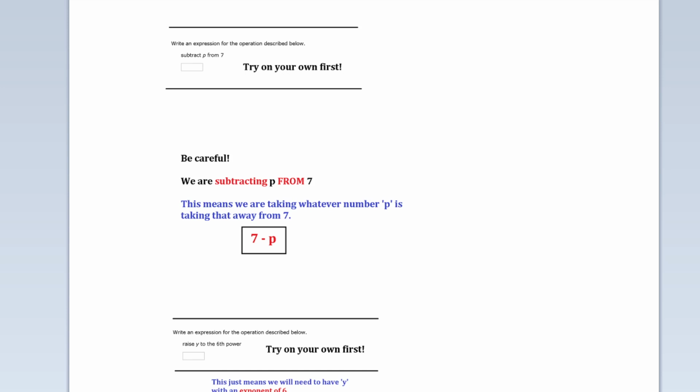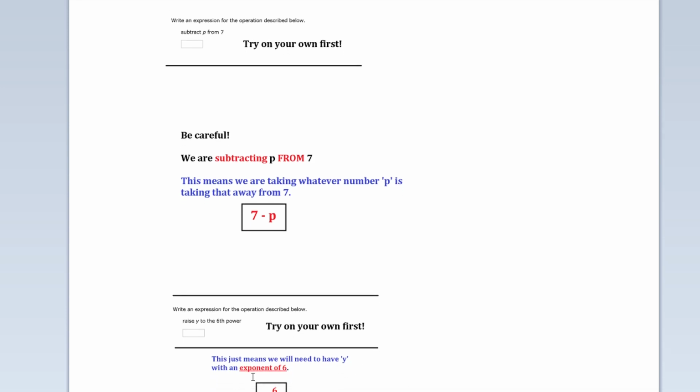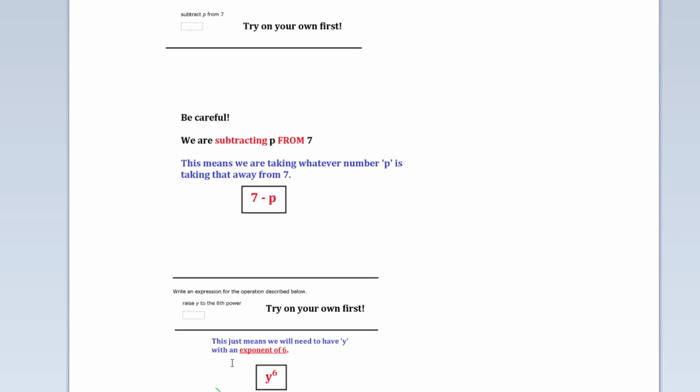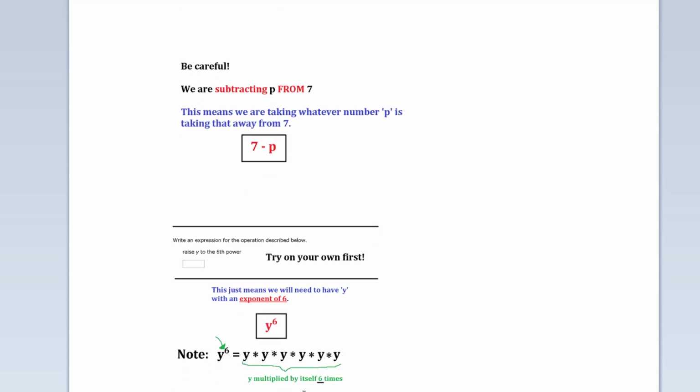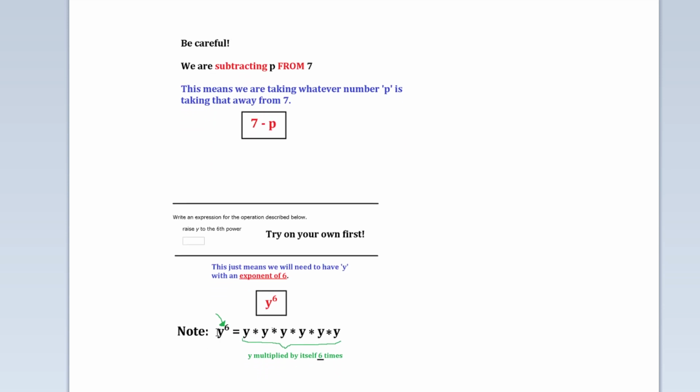Welcome back. So you probably could see it down here, but this just means that we need to have y with an exponent of 6. So hopefully you knew that meant to write it like this. That would be your final answer, what you would type into IXL. Now I asked you to kind of expand it out. Think about what that would look like. Well, we're multiplying y by itself 6 times, so it would be y times y times y times y times y times y. There's 6 copies of these. We're multiplying y by itself 6 times.